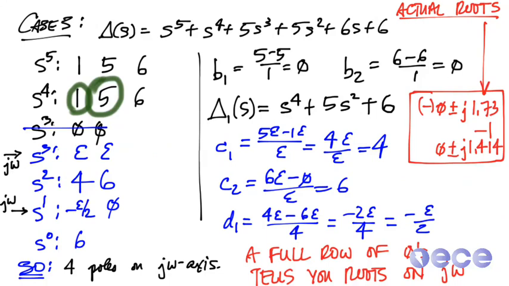MATLAB actually gives us -0 for one of those values. So that corresponds to the fact that we have a negative epsilon over 2 here, right? So as we let epsilon approach 0, we get -0 as the entry in this left-hand column. So it's a 0 value, which tells us that the pole is on j omega.